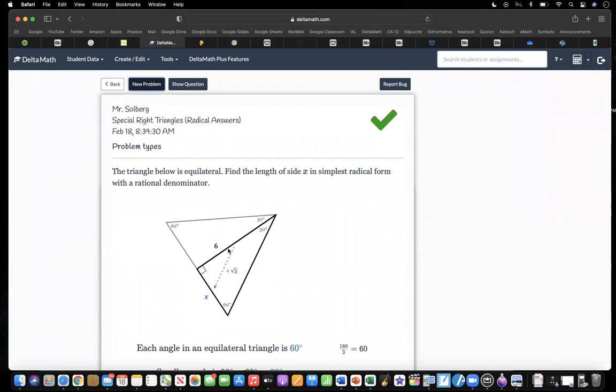But just make sure you're okay with these special triangles. So finish off the sheet, do these questions here on Delta Math, and that's pretty much it. Then you have no homework for the weekend, obviously, if you just do that today.